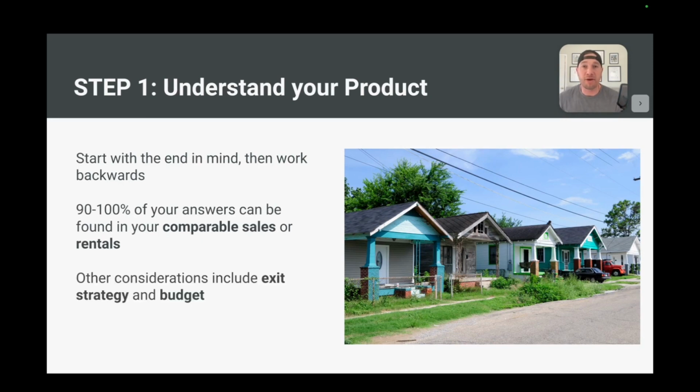Now you have to also, of course, consider your exit strategy and your budget at the same time, okay? You cannot overlook these. You have to make sure you understand the exit strategy, which should affect what you're looking at when you're looking at either comparable sales or comparable rentals. And we all have a budget, unfortunately, so you should be considering that. And we're going to talk about how you consider that and where that falls into this process also.